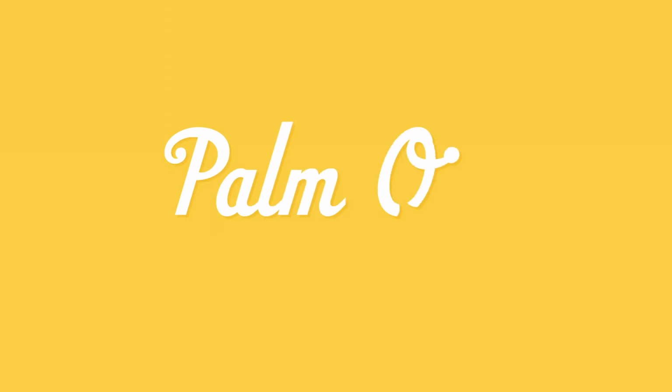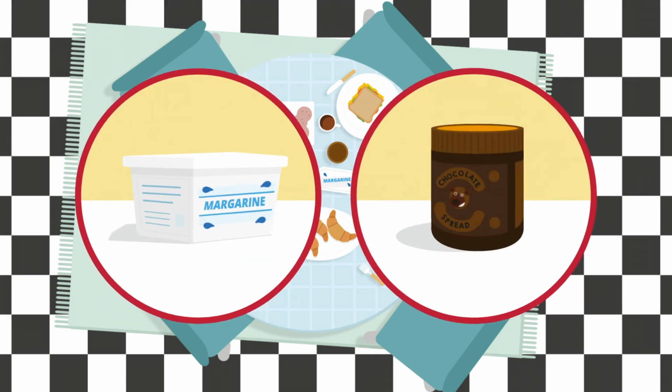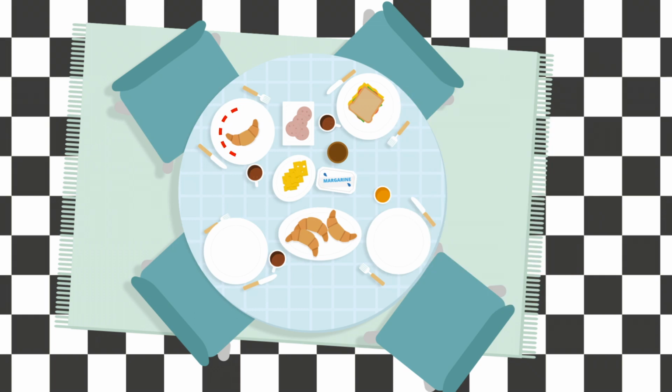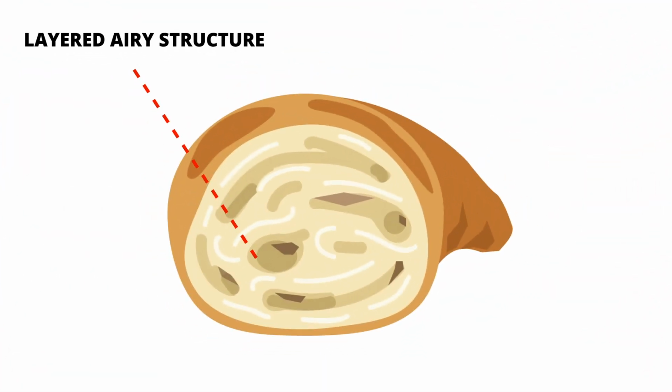Palm oil is used a lot in our everyday life. You can find it on your breakfast table in the morning. Palm oil is an ingredient in many of these products. For example, in your croissant.